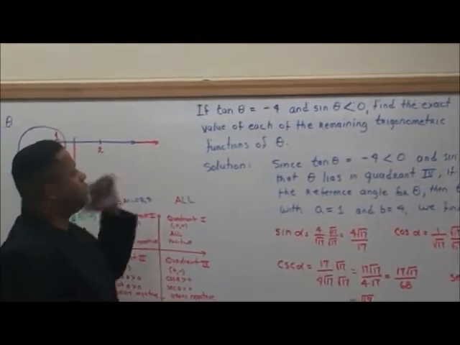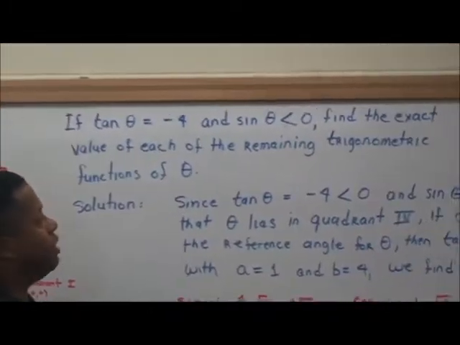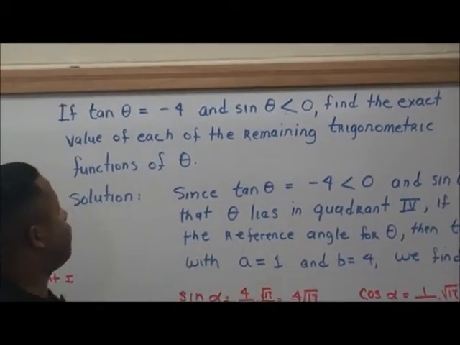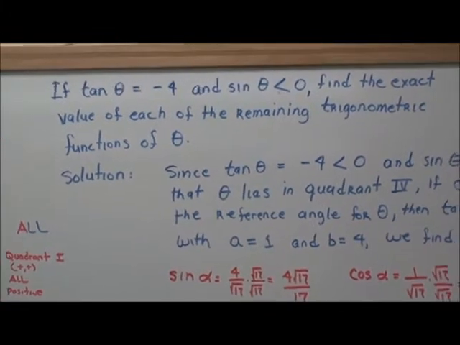Follow me. Now, we have this problem as well. If tangent theta is equal to negative 4 and sine theta is less than 0, find the exact value of each of the remaining trigonometric functions of theta.